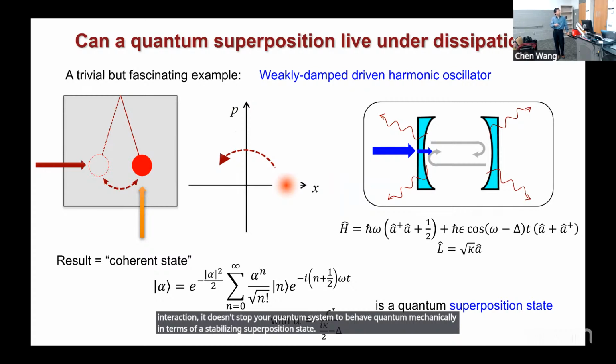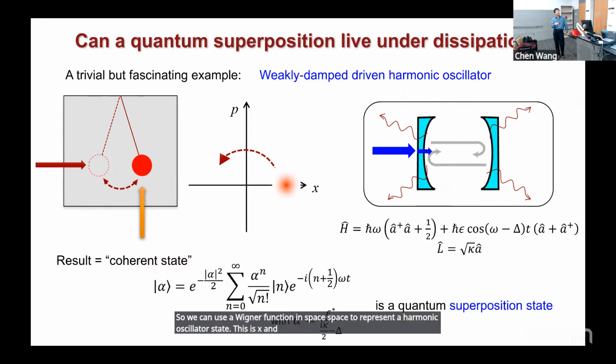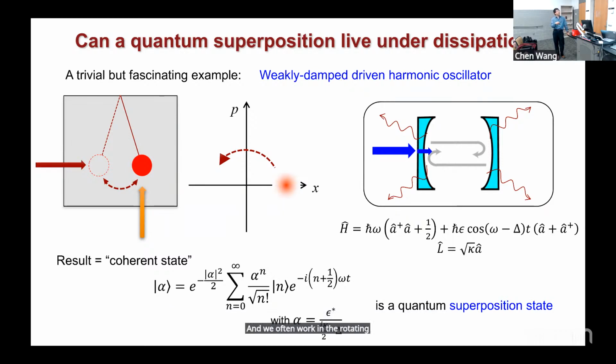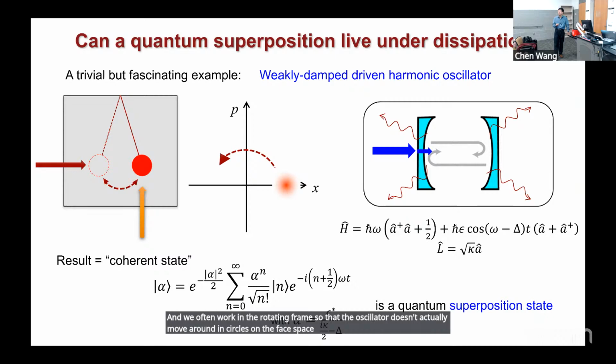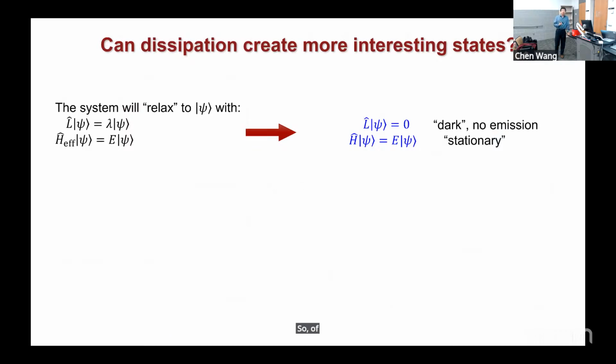So we can use a Wigner function, or phase space, to represent a harmonic oscillator state. This is X and P, or the real and imaginary parts of the phase space representation of an oscillator, which I will use throughout this talk. And we often work in the rotating frame so that the oscillator doesn't actually move around in circles in phase space, but is stationary, because we typically describe these phenomena in the rotating frame. So of course, the coherent state is a superposition state if you look at it in the Fock basis.